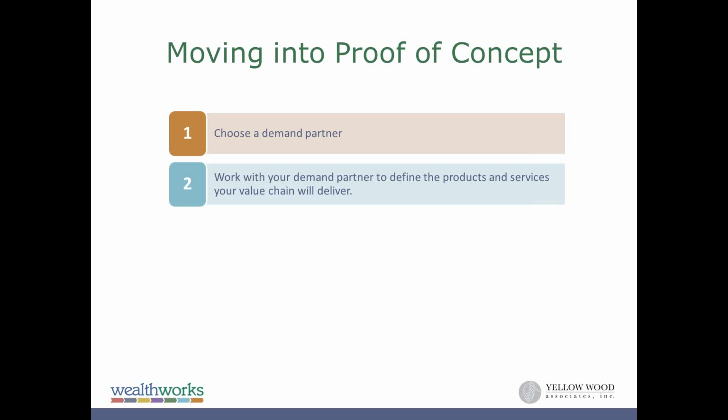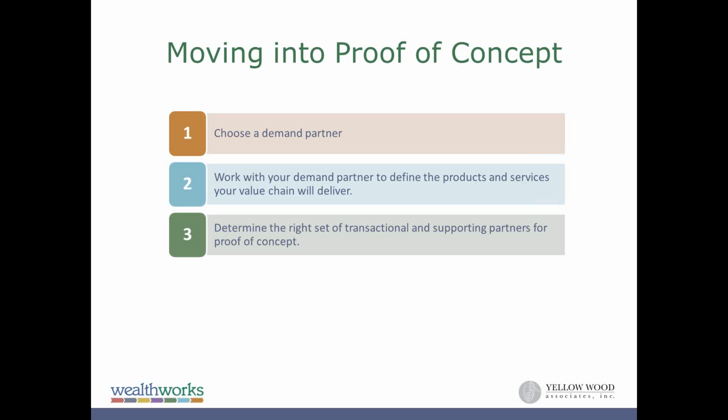Then what you're going to do is work with your demand partner to carefully define the products and services that your value chain is going to deliver to that partner, that need to be in place in order for this to actually work and meet the needs of that partner. So for example, if you have a demand partner on the tourism side, you want to know who is that partner serving, what kinds of experiences do they want to provide, what kinds of equipment and dining and lodging and interpretive services are going to be required to make this an outstanding experience for their customers, and how is your value chain going to organize to deliver that?